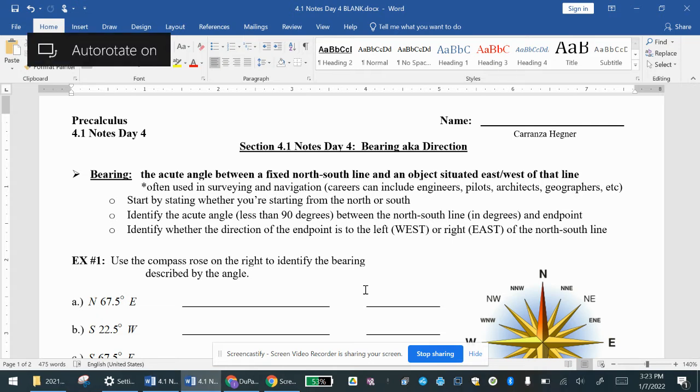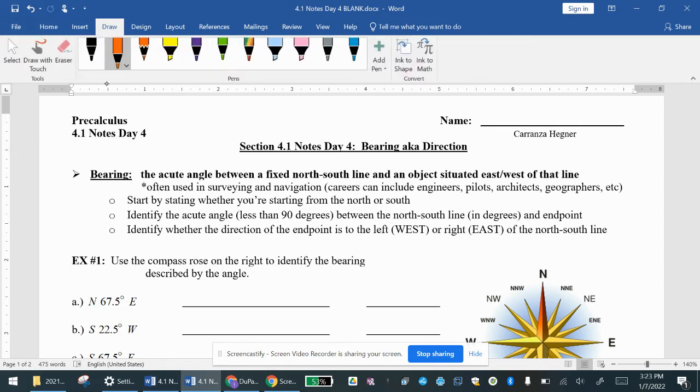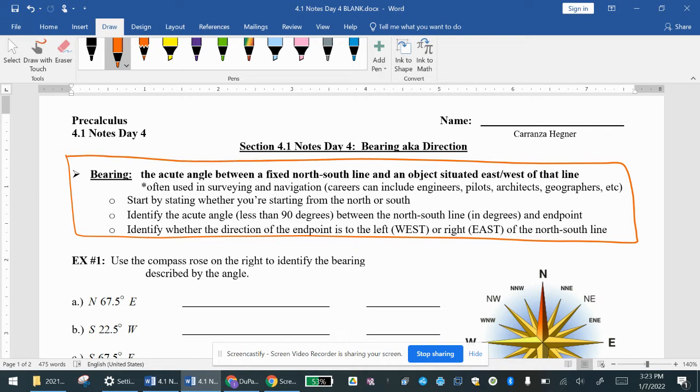I'd like you to take a couple minutes to read what's written up here, the description of bearing, how to find it, etc. So go ahead and pause the video and you can push play when you're done reading all of it.